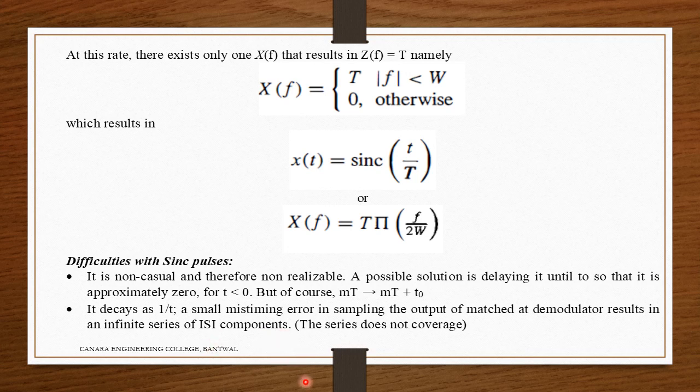The series does not cover here. So what it is trying to say is that when you have a sync of pulses, it will definitely spread onto the other signals. At that time it causes interference in the other symbols. So this is the problem here.